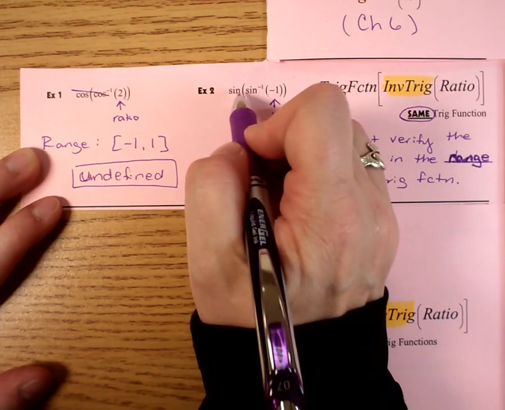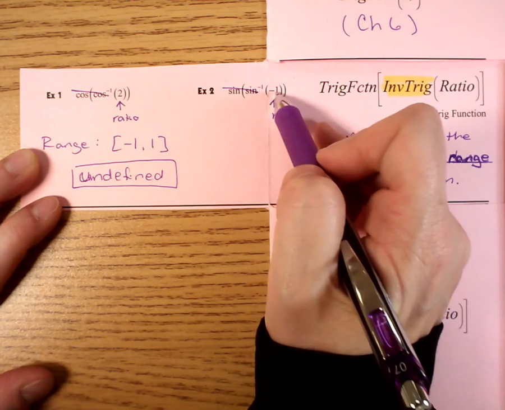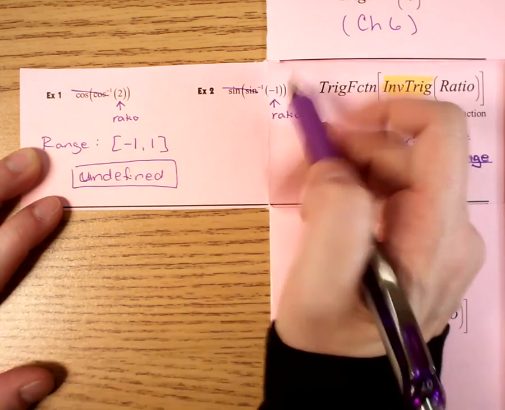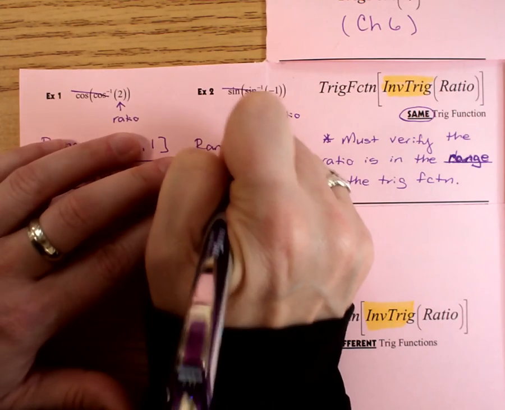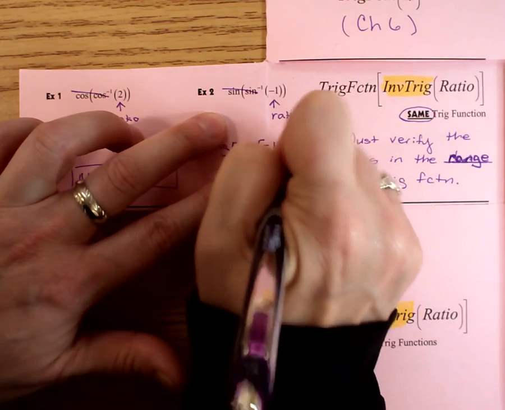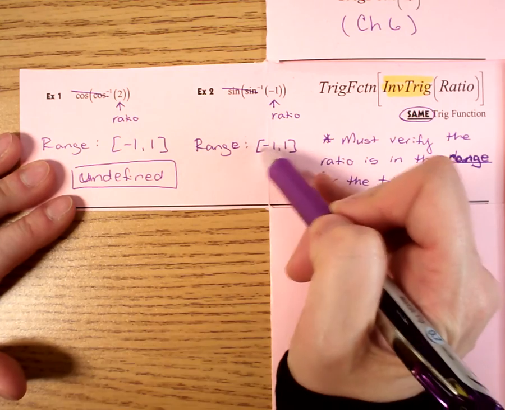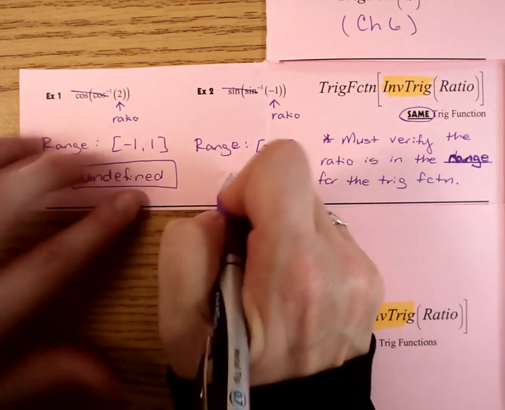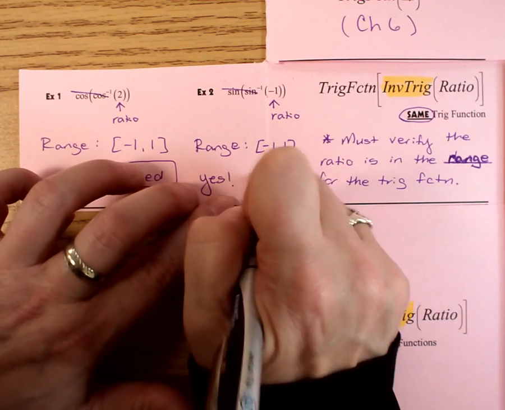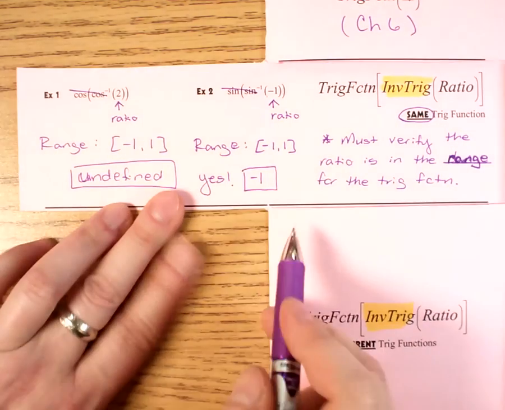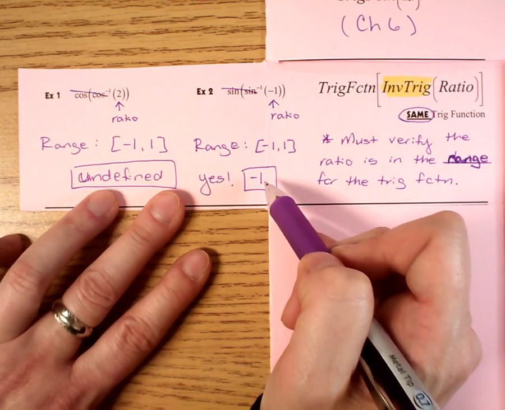For sine, again, I have sine and inverse sine, so those will cancel. And then I need to verify, since this is a ratio, what is my range for sine? My range for sine is also -1 to 1. Is -1 in that interval? Yes, because the ends of this range are inclusive. So my answer would be yes, it would be. And my answer would then be -1. So on this problem, I can keep the ratio because it's in the acceptable interval. On this one, I had to say undefined.